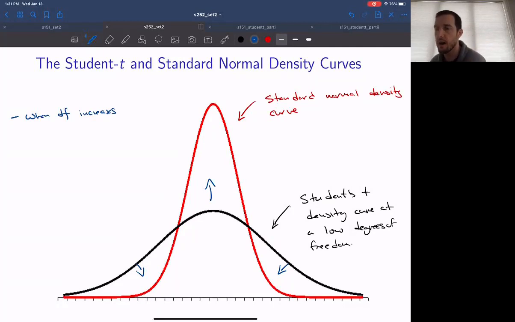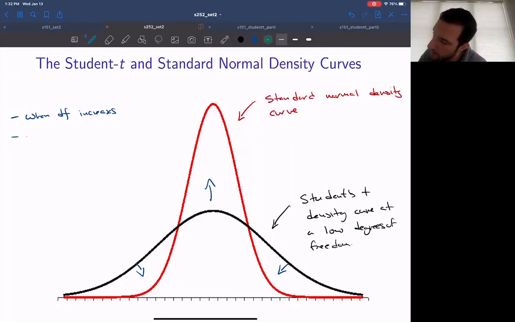So for a very high degrees of freedom, which is the same thing as saying a very high sample size, the student t values and the standard normal values are essentially indistinguishable. And actually, once we look at the student t table in a little more detail, you will see that the table reflects this property.